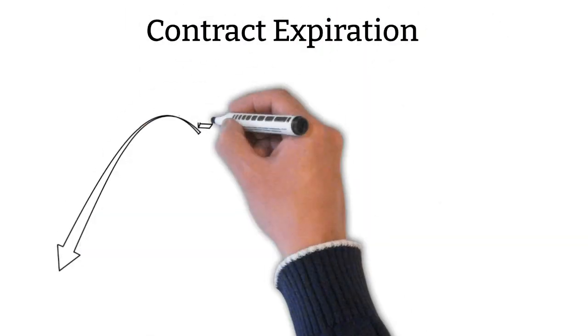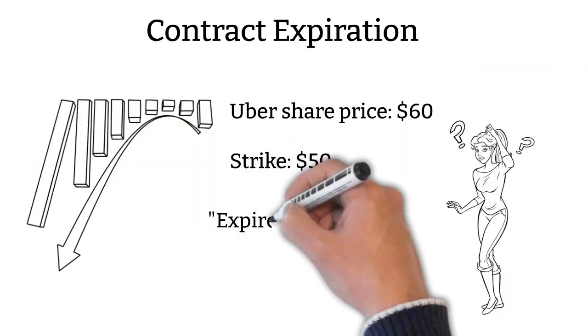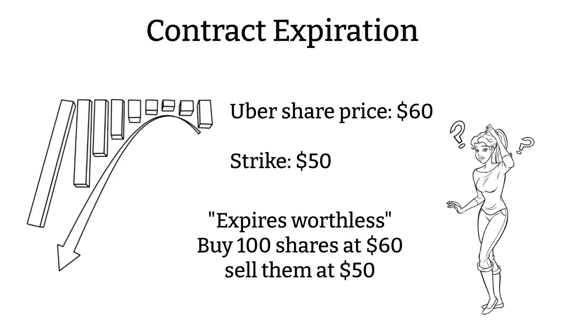Alright, now let's say instead of going down, the share price of Uber went up to $60 per share at your contract's expiration date. If this were to happen, then your contract would expire worthless. The reason why it expires worthless is because it doesn't make sense to buy 100 shares on the market for $60 per share and sell them to someone at your contract strike price of $50 per share.